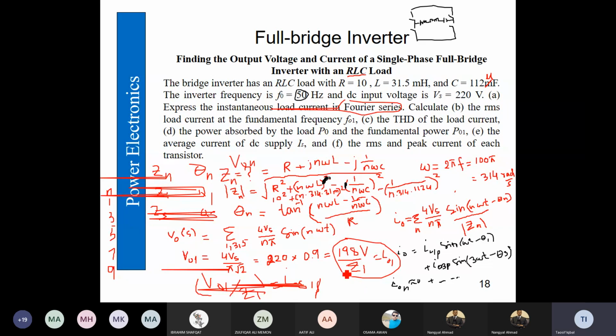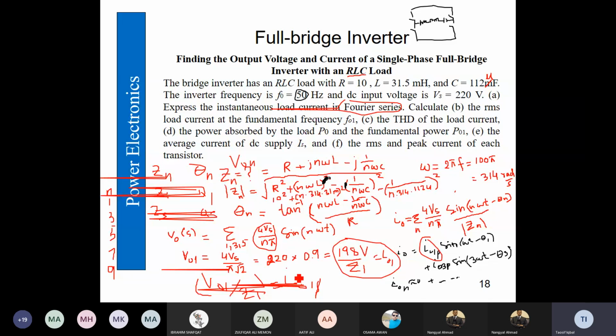ये RMS वैल्यू आएगी, और जब हमने उसको इंस्टेंटेनियस फॉर्म में लिखना है तो यहाँ पे चूंकि साइन ओमेगा के साथ है तो यहाँ उसकी पीक आएगी. ये ज़हन में रखिए. ठीक है, जो कि हमें आ रही है 4Vs/nπ. ठीक है, तो 4Vs/nπ डिवाइडेड बाय Zn, दैट गिव्स अस द पीक.